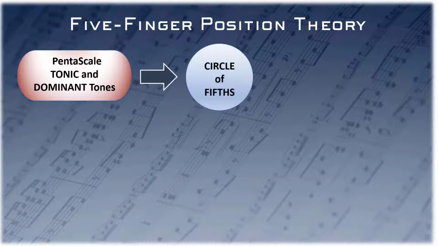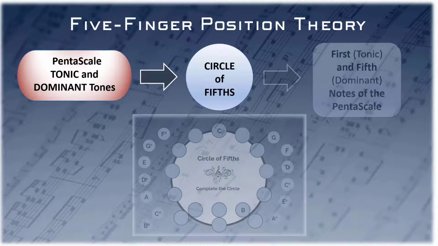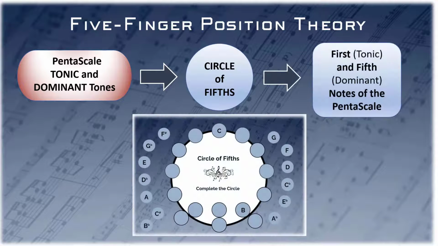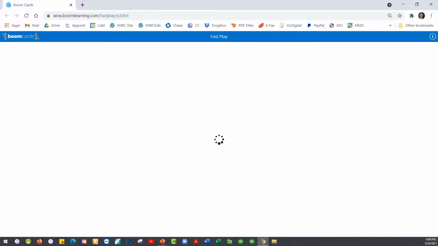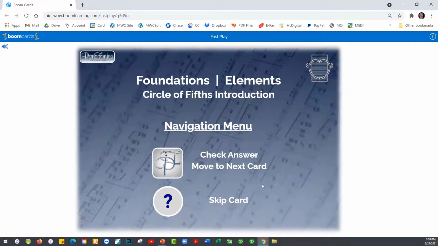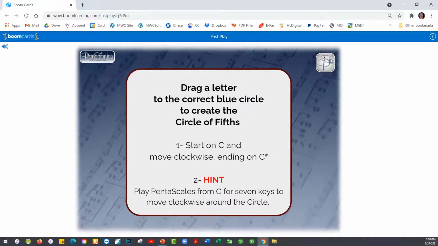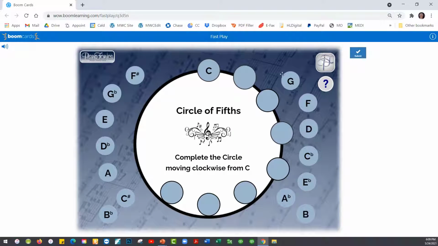These two notes are easily visible on a circle without any key signatures. Let's take a look at the Pianophonics Circle of Fifths introduction without key signatures, a perfect introduction to a primary structure in music theory when students know their pentascales. We're going to drag a letter to the correct blue circle. Here's our non-key signature circle. G is a fifth above C, and here we put the fifth above G, D, etc.